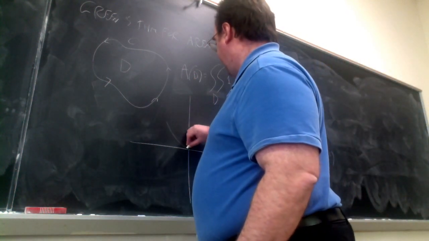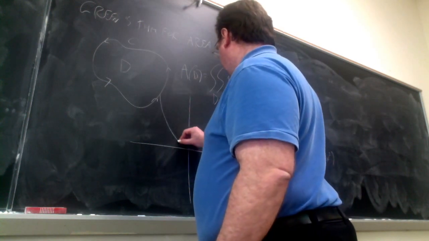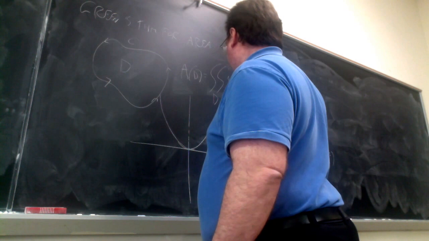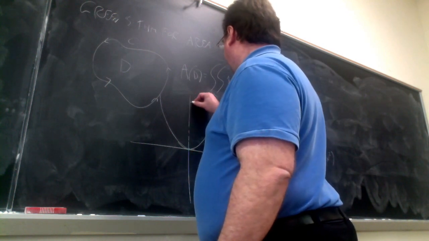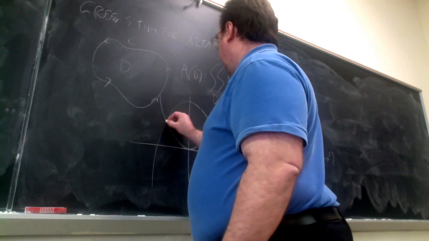Okay, so here's y equals x squared. And then 12 minus x squared would be over here.